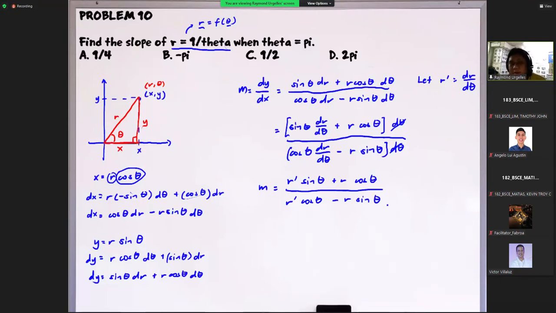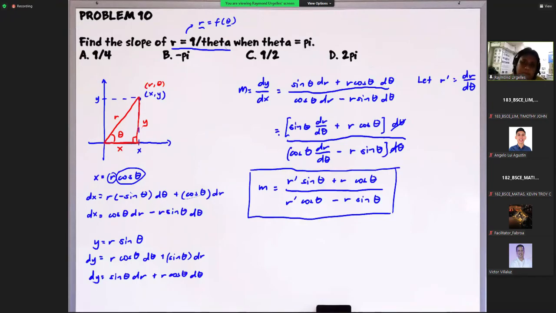Okay, nakuha ba? So for polar curves, you can just memorize this equation. Kung gusto nyo, pwede nyo ring tandaan yung ginawa nating derivation, then you can just derive. Madali lang naman yung derivation pag sanay na kayo. Pero kung gusto nyo memoryahin na lang, this is our direct formula. Any questions para dito sa part na to? Okay.